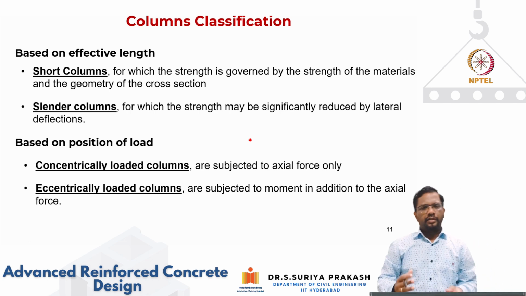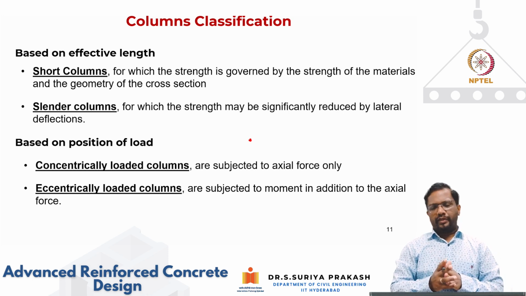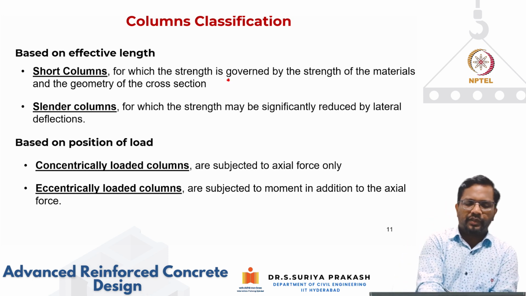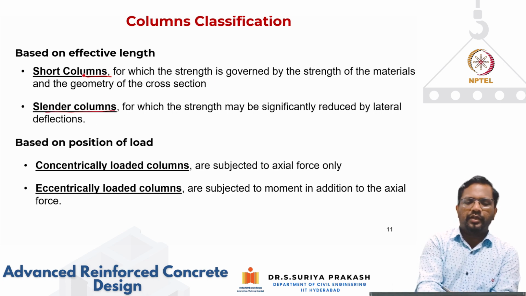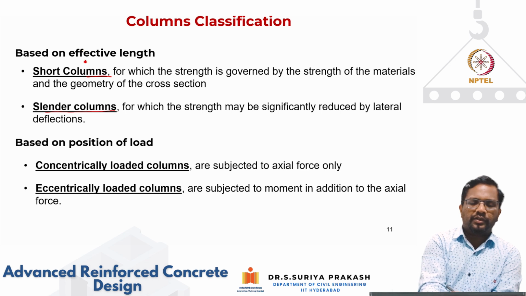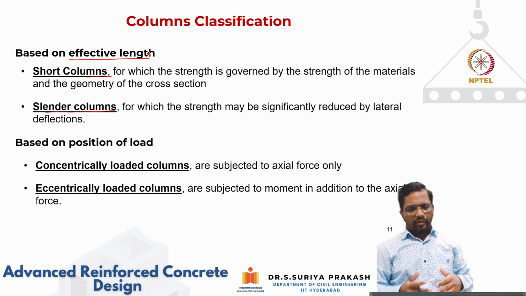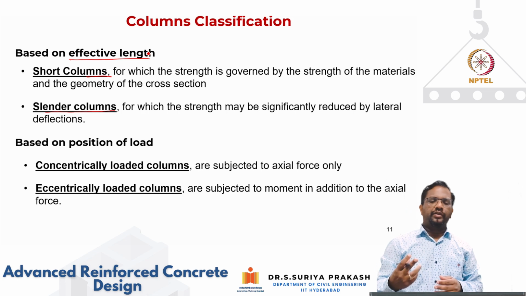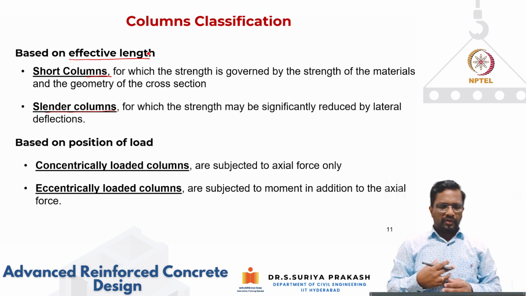Now, there is another classification for columns, based on length. They can be classified either as a short column or a slender column. That is divided based on what is called the effective length. It is not the clear height of the column. We have to use the effective length to determine whether the column is a short column or a slender column.